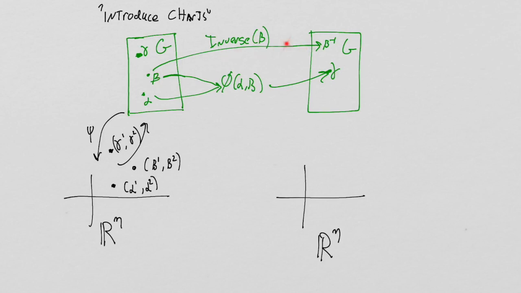But let's look at this inverse map. This inverse map has to be continuous, right? So what does that actually mean? Well, continuity means if I have an open set over here, then the inverse of the inverse map should give me an open set over here, right?